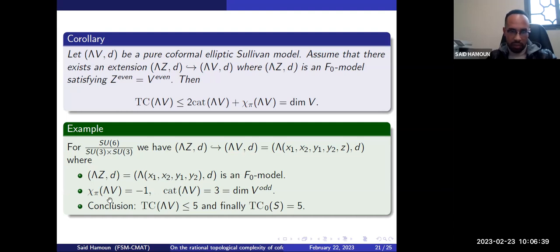And here we have chi pi of lambda V is 2 minus 3, which gives minus 1. And the rational LS category of lambda V is exactly the dimension of the odd part, because here the differential is quadratic, which is 3. Then by the previous results, TC is less or equal than 2 times 3 minus 1, which gives exactly 5. And as we saw that TC is greater or equal than 5, then TC is exactly 5.